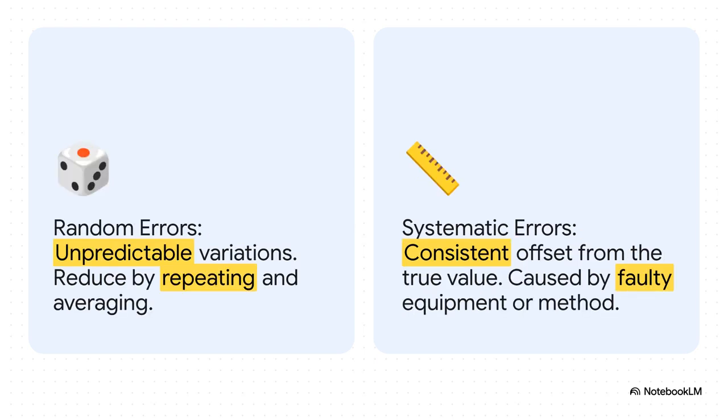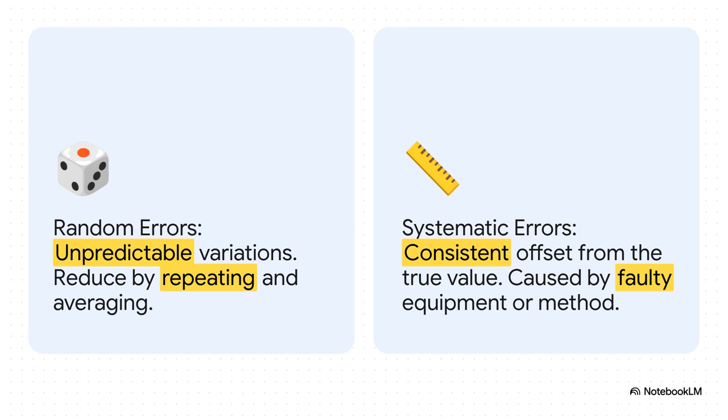So what causes these problems? Well, they come in 2 main flavors. First, you've got random errors. These are the unpredictable little fluctuations. Maybe you press the stopwatch a bit late, or you have to estimate the last digit on a ruler. They cause your results to be scattered around the true value. The best way to deal with them: repeat your measurement a bunch of times and take the average.